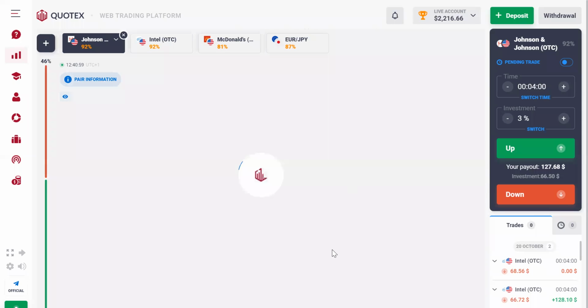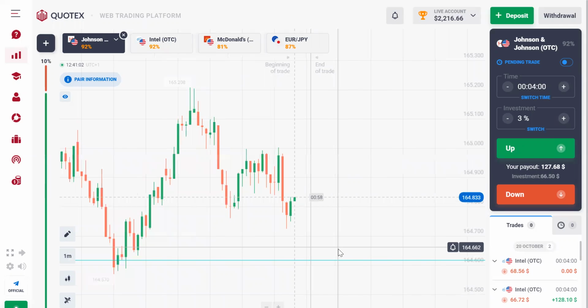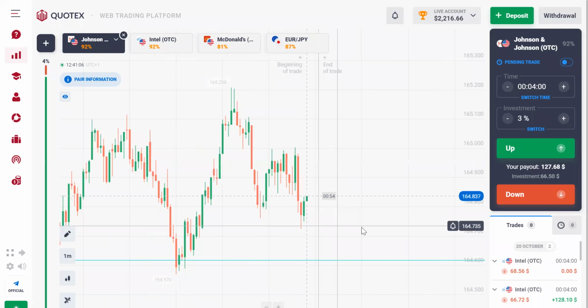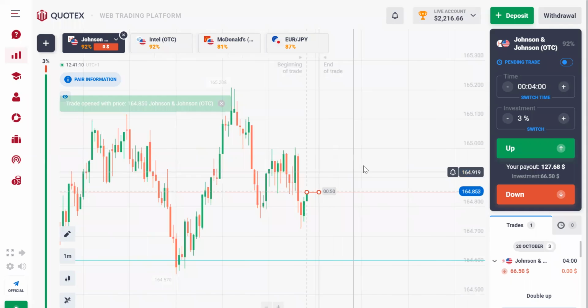So choose your expiry time for 4 minutes. Now we're seeing this good seller sign. That means the market wants to sell. So I think right there, I can sell for 4 minutes.